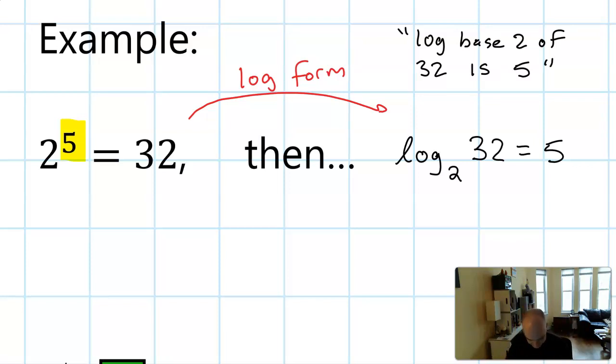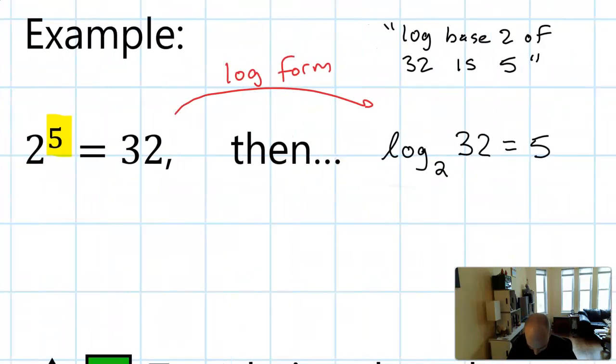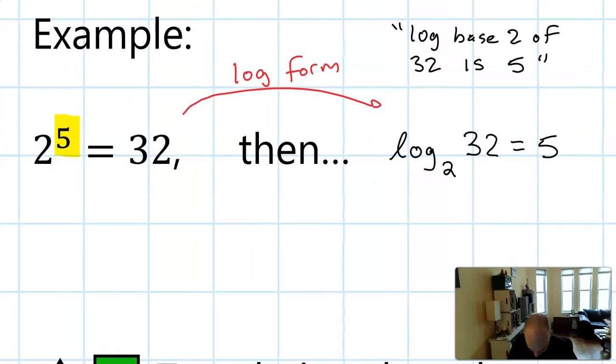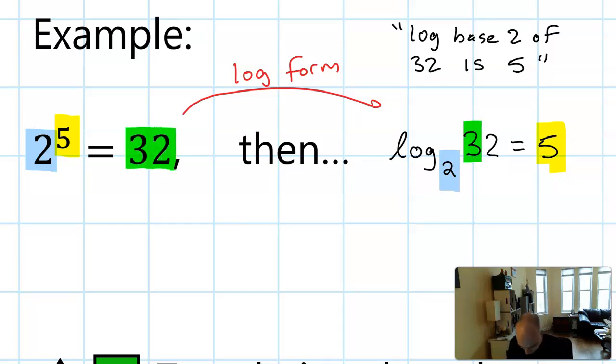And let's look at where the pieces went. Just a color code, sorry about that. The exponent moves to the other side of the equal sign. The base of the exponent becomes the base of the log, and the result over here, which we're going to call the power, moves here to the argument of the log, the thing sort of inside the parentheses of the log statement. And you can imagine that if you see the base fixed as the base in both cases, then you're really just changing the roles of the 5 and the 32.